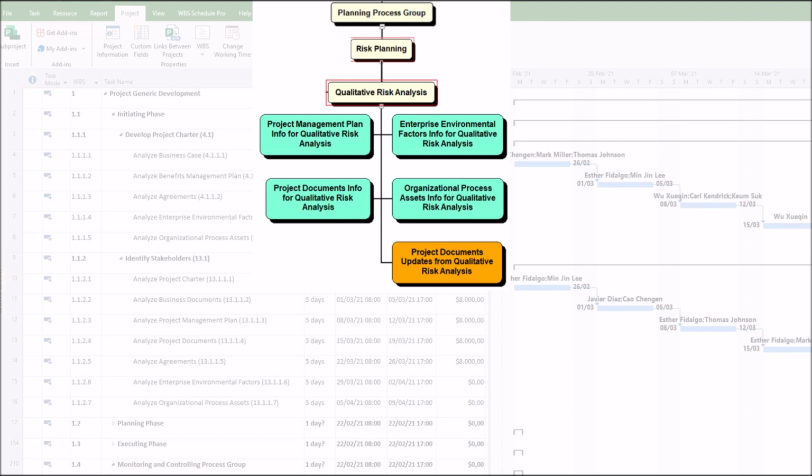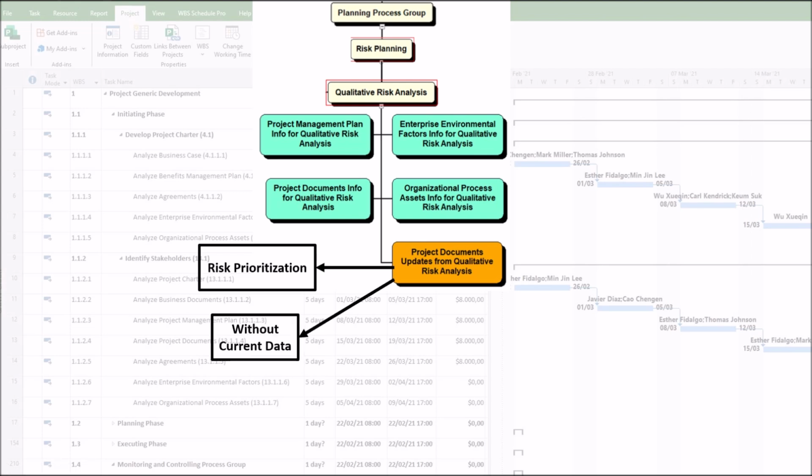When project documents are poorly maintained, several future processes are harmed. First, risk prioritization becomes unreliable, leading teams to overlook high-impact risks while wasting effort on obsolete or low-priority items. Second, without current data, subsequent quantitative risk analysis produces invalid models, undermining cost and schedule contingency estimates.